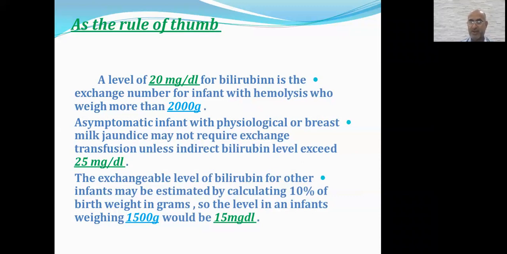With 1 kg of birth weight, the level of exchange may be 10 milligram per deciliter of bilirubin, while 1.5 kg, as mentioned in the example, can be exchanged at a level of 15 milligram per deciliter, and so on. A newborn with 2 kg can be exchanged at a level of 20 milligram per deciliter. This follows the rule of thumb that we call 10% of the birth weight.